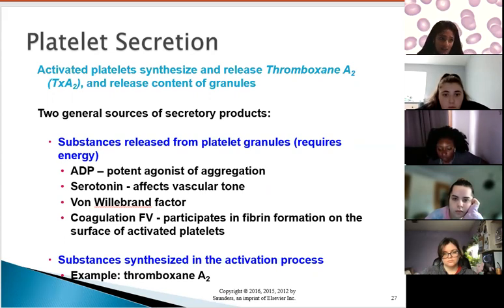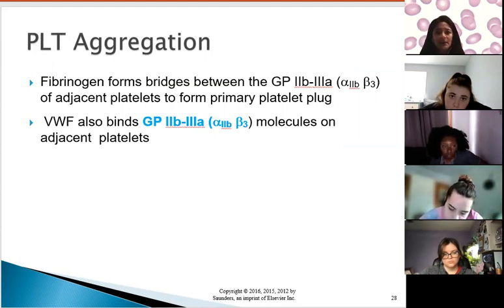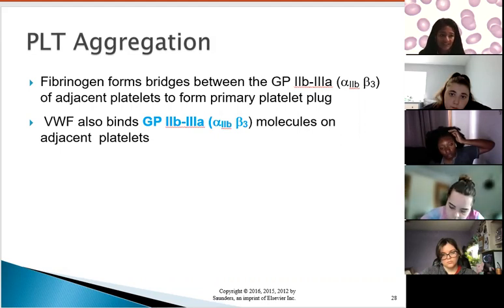So we need adhesion. We need the platelets to activate. We need them to secrete substances, okay? And we need them to aggregate, okay? The platelets eventually start aggregating. And what happens is fibrinogen, which is another protein, forms bridges between glycoprotein 2b3a of adjacent platelets to form what we call the primary plug, okay? But von Willebrand factor also binds to glycoprotein 2b3a molecules on adjacent platelets. So now we're starting to aggregate. So we're forming that primary plug. We need a plug. We need to first arrest this, okay?